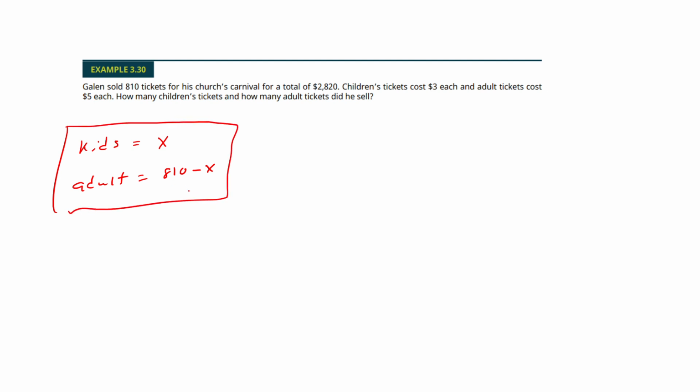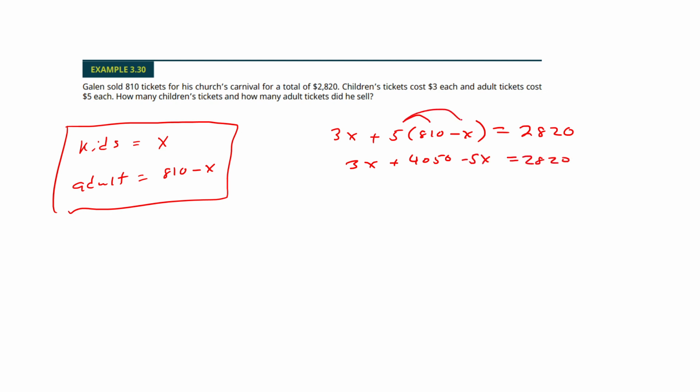So there'll be more of them. I'll talk about another one here. But so now after this point, it becomes the same thing we've done so far. Kids tickets are $3 each. Adult tickets are $5 each. And we made $2,820. Okay, so now don't forget we're distributing that 5. I get 4050 minus 5x. So the 5 just went to both of those.